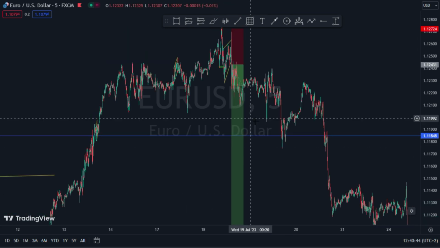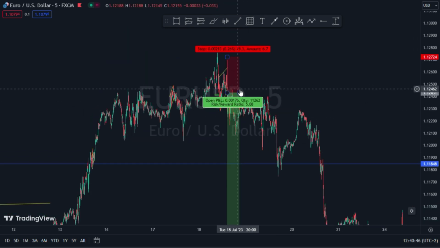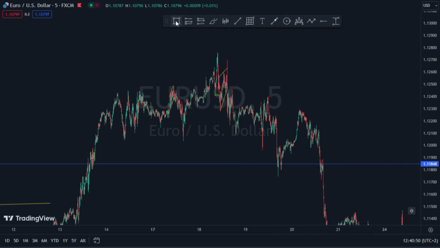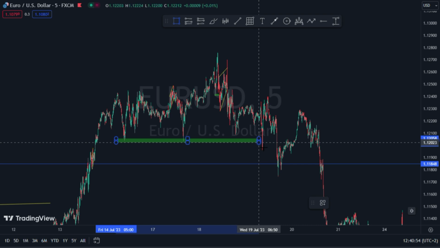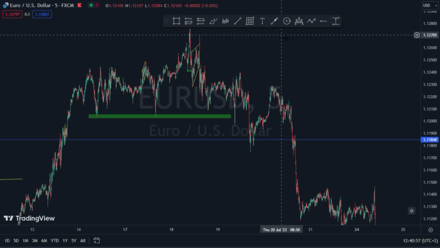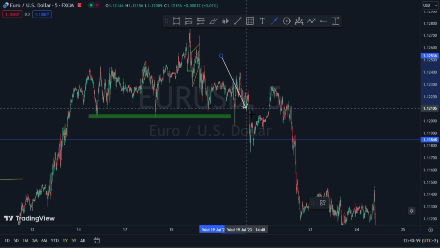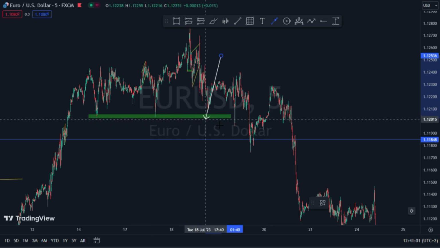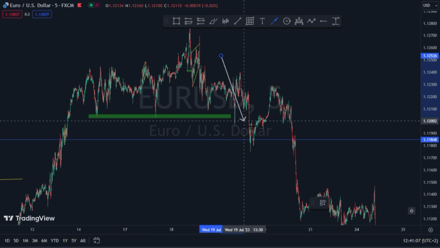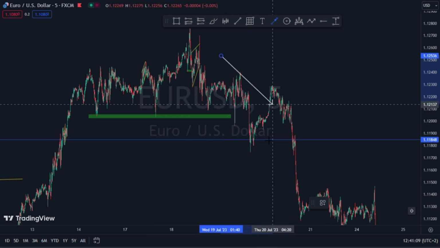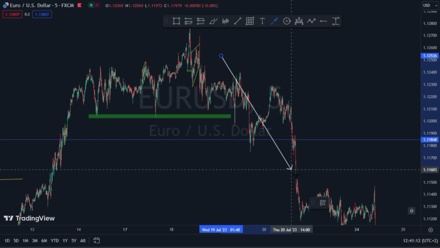But I didn't enter immediately after this structure has been presented. I waited for the market because we also have this area right here, right? So what I did is that I waited for the market to push lower and then break below this area right here. After the market broke this area, that's when I started looking for opportunities to enter this market to move lower with it.